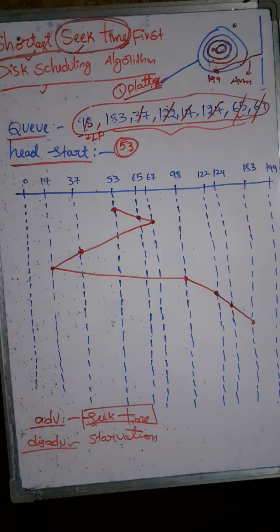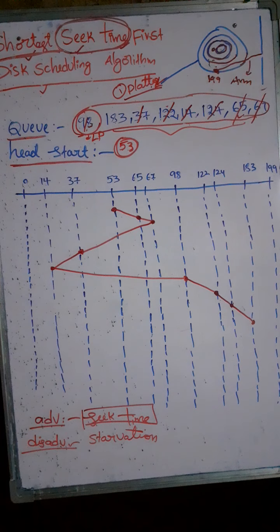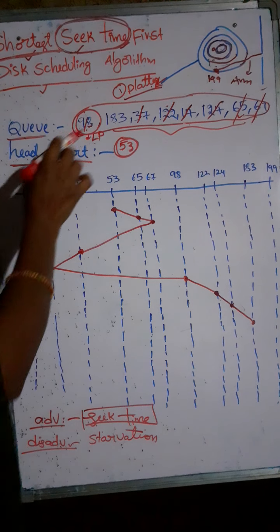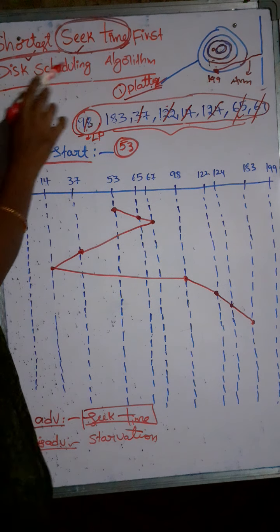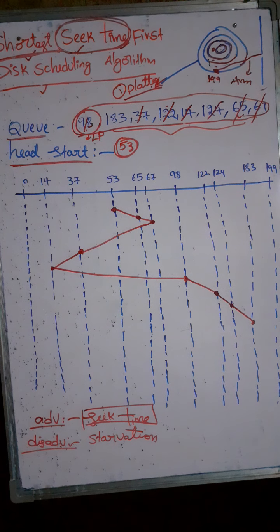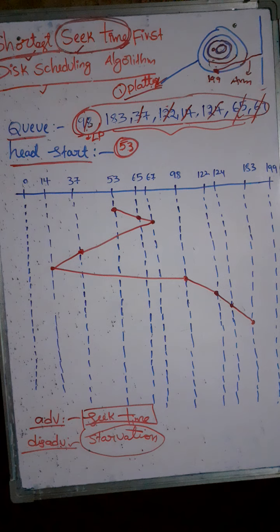That means we are not serving the request of a particular track number, we are serving the other requests. So this is called starvation. In the shortest seek time first disk scheduling algorithm, it causes starvation. I'll explain this point with the help of an example.